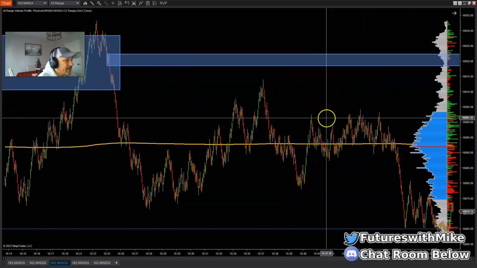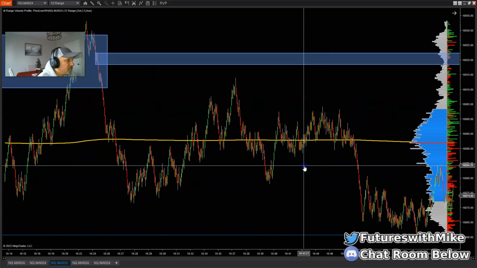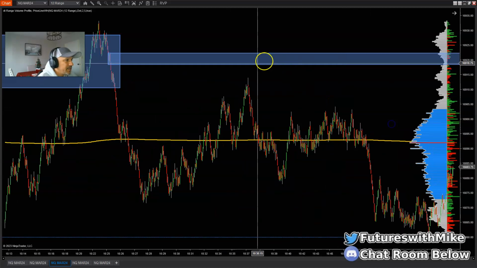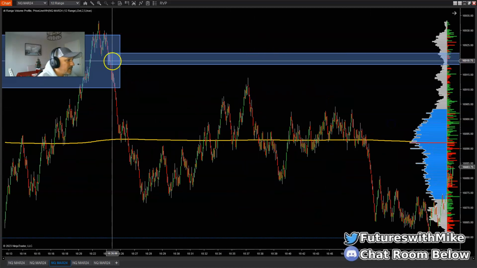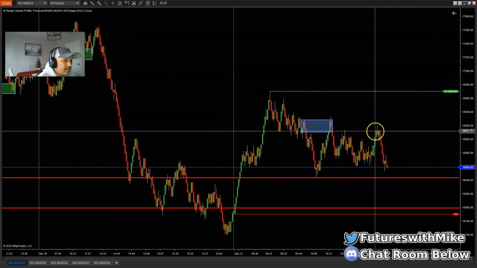I wouldn't have traded that more than likely because I'm trying to follow my set of rules. Is what I'm trying to say. But this one here, yep, it would have worked right here, and it pushed lower as you can see here on the chart, on the higher time frame chart.